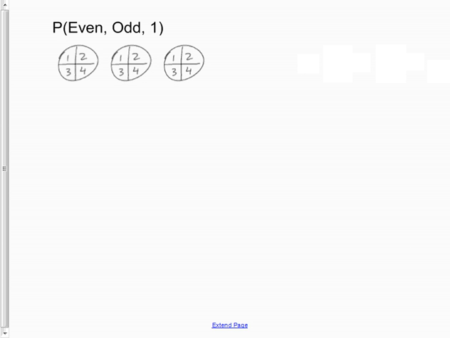All right, try this one. Okay, for this one, you have 3 events again. This time it's a little bit more complicated. It's the probability of getting an even on the first spinner, an odd on the second spinner, and just a 1 on the third. So an even number, there are 2 out of 4 for that one. There are 2 out of 4 odd numbers. And you get a 1 chance out of 4.